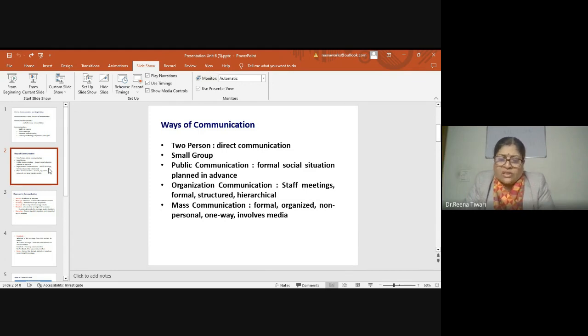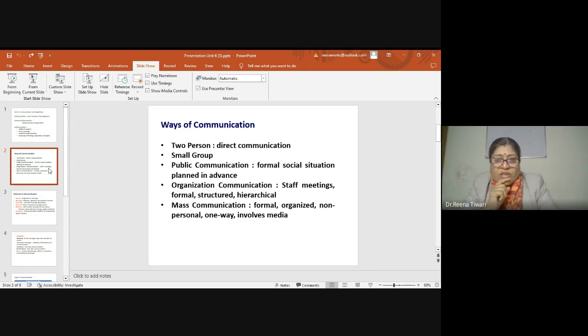One more way of communication is mass communication, in which mostly mass media is involved. It is most of the time formal, organized, and non-personal. For example, through TV, when it is communicated that a vaccination is going to be held in a particular place, what the timings will be, which persons can come, and what the way of registration is. Such mass communication is formal as well as organized, and it is non-personal, because we are using a mass media which reaches many, many people.